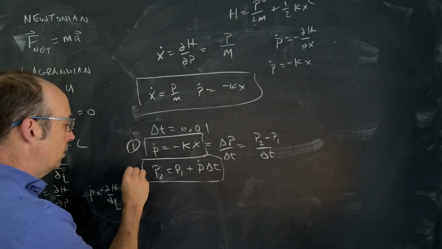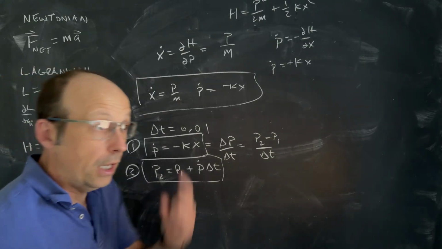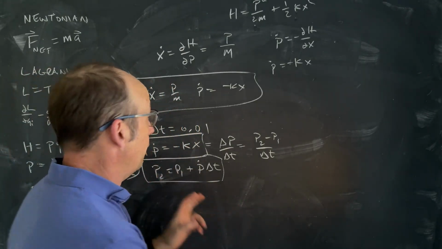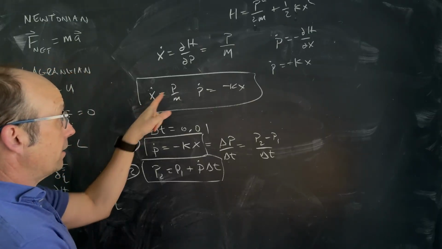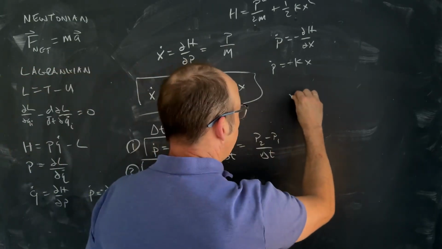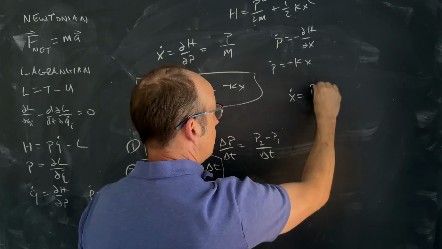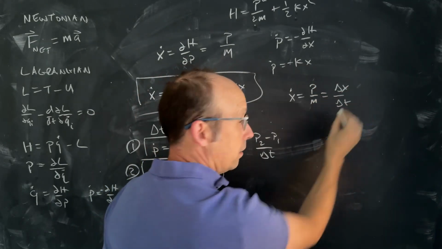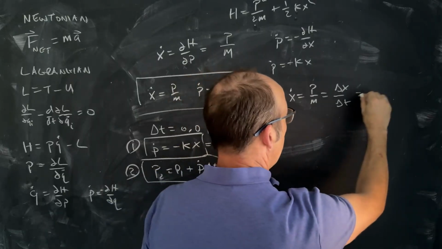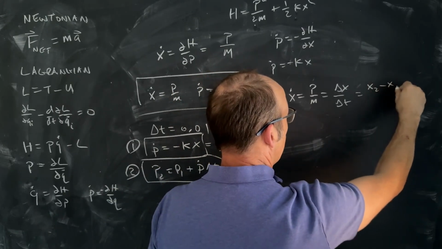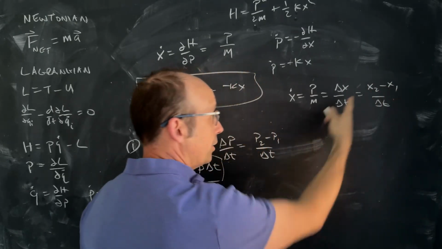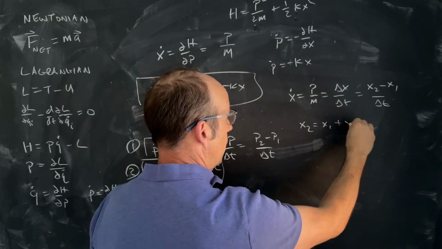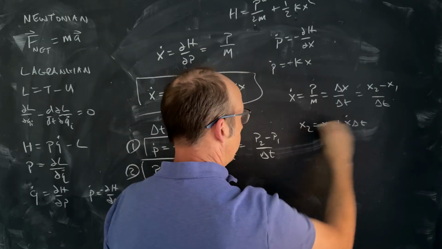Step 1, step 2. Okay, but notice that P dot depends on x. So I also need to change x. So right here, I know x dot is P over m, so I can do the same thing. X dot is P over m, which is delta x over delta t, equals x2 minus x1 over delta t. So if I solve this for x2, I get x2 is x1 plus x dot delta t.